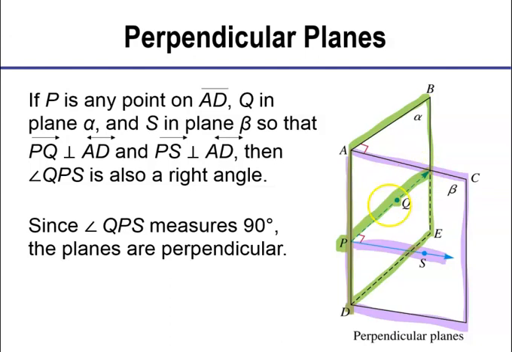Since angle QPS, the one we were talking about, measures 90 degrees, the planes are perpendicular. So basically, you got a plane connected to another plane. If they make a 90-degree angle, you see highlighted there and there, that means they are perpendicular planes. Probably easier to understand than all that diagramming, don't you think?